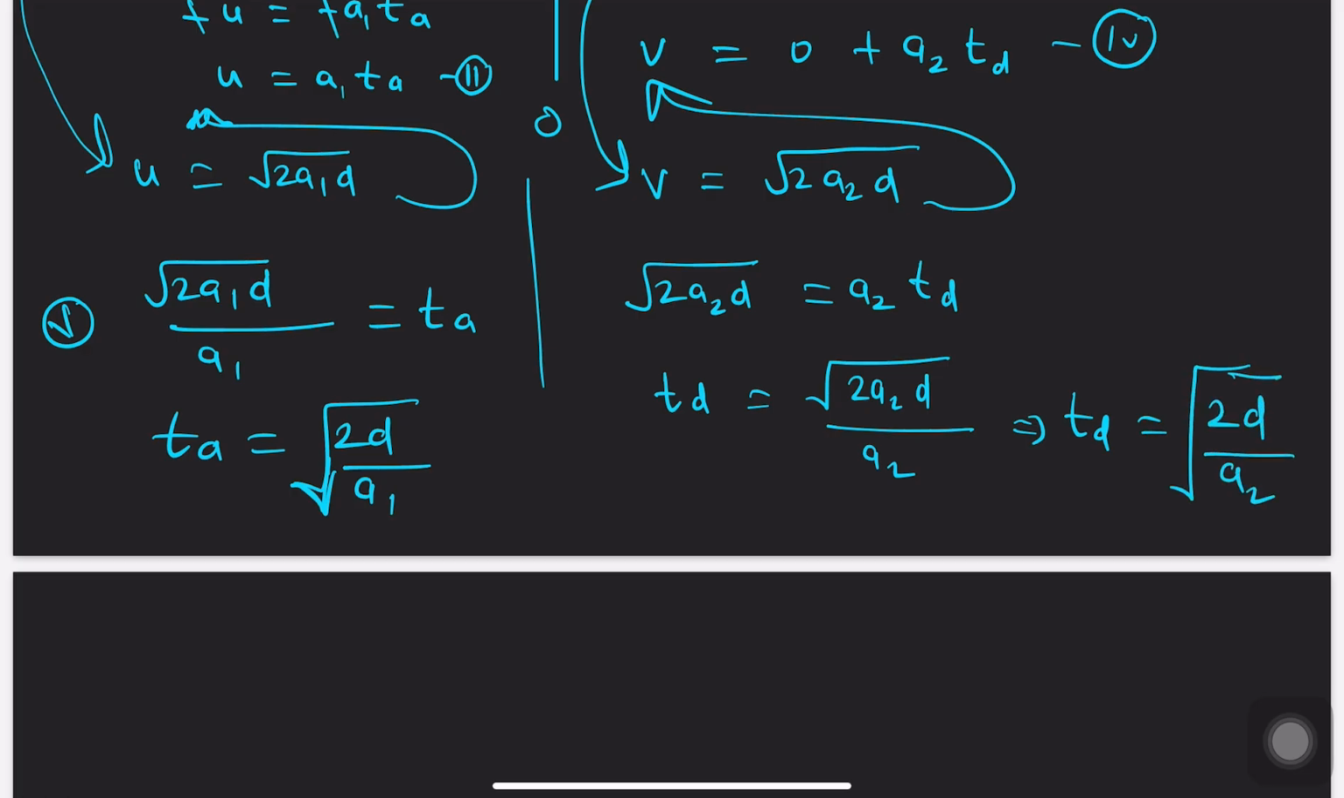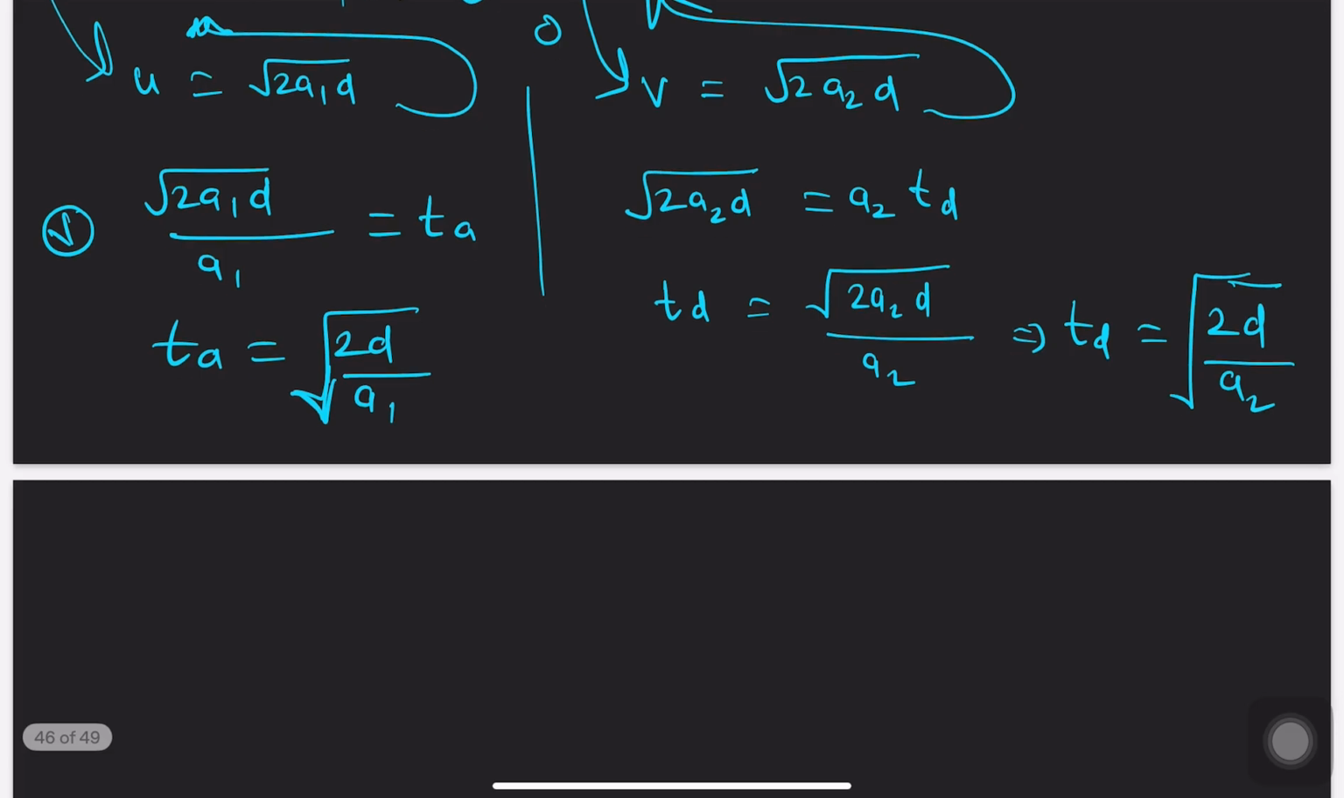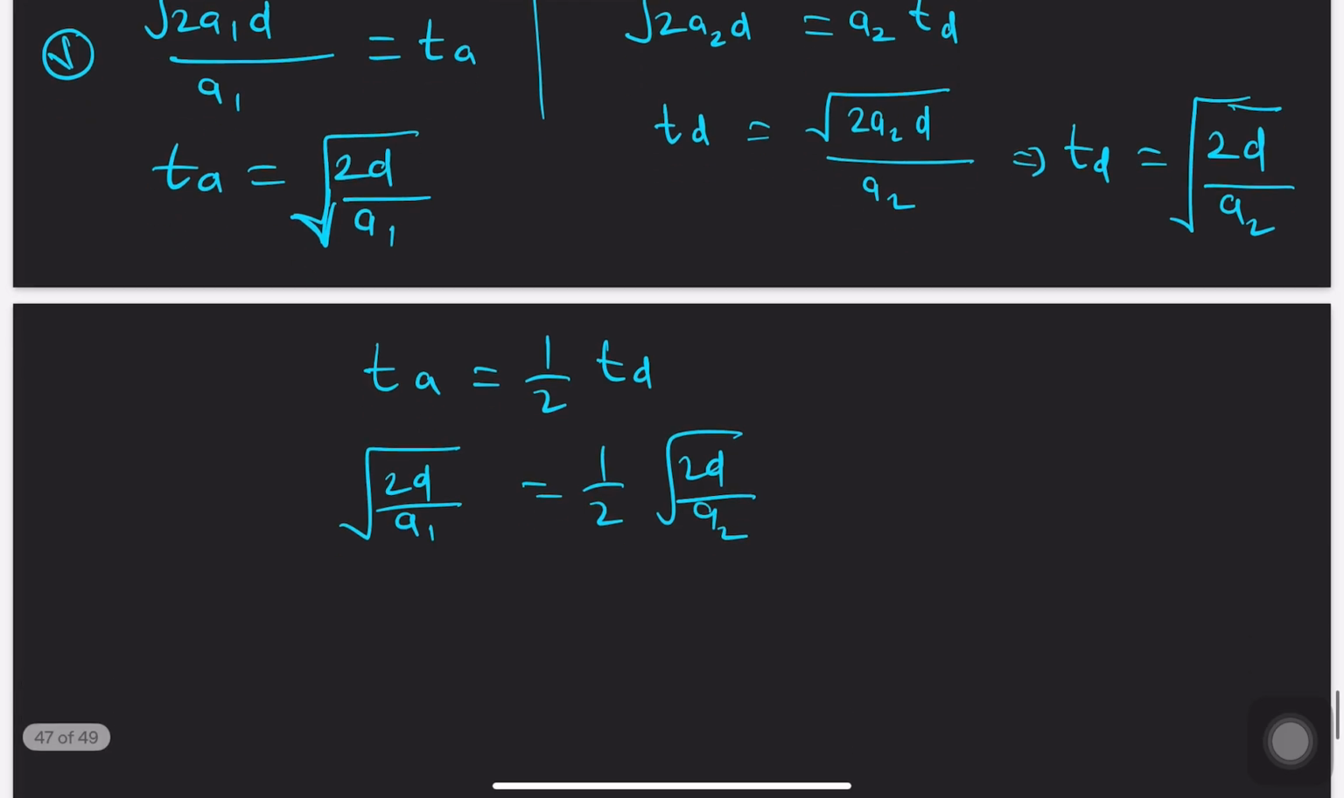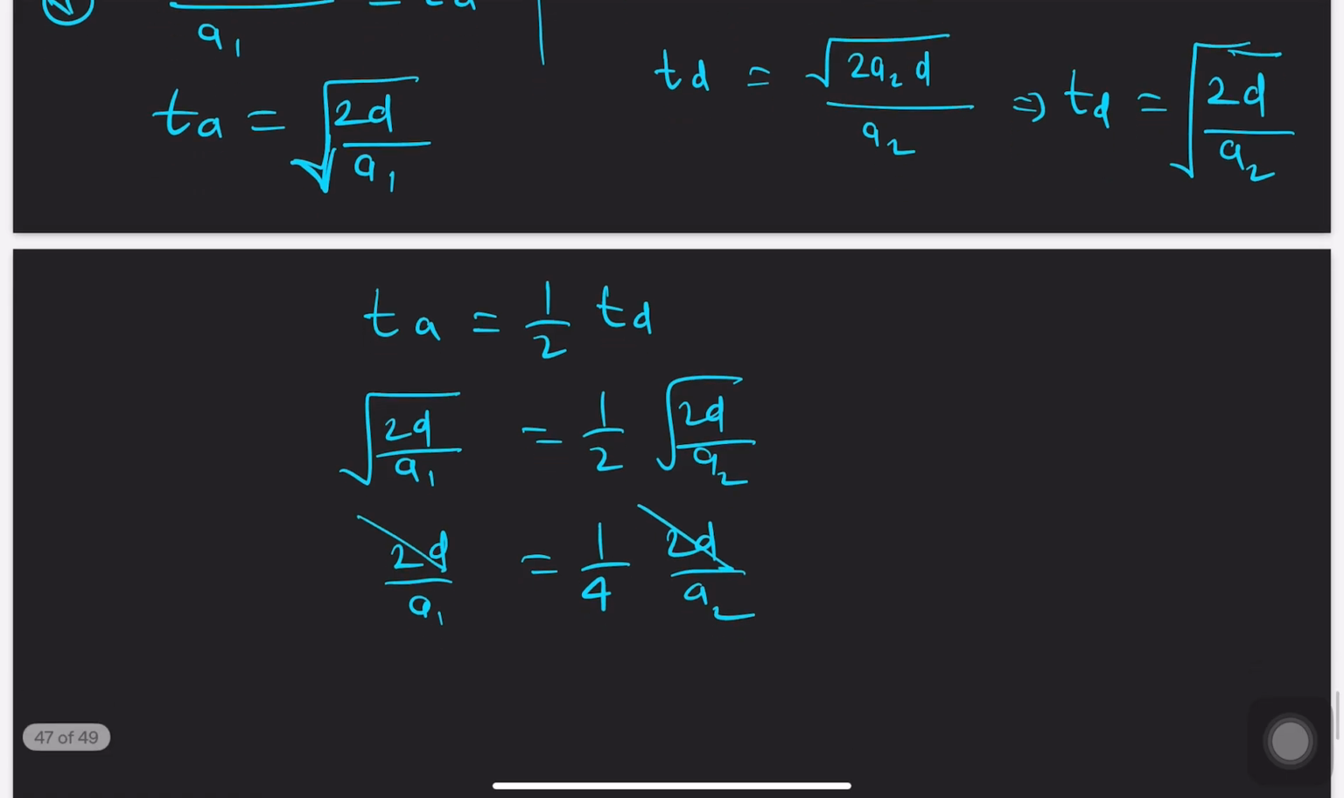Now we'll use the condition that they have given, that the time of ascent is half of the time of descent. So time of ascent, under root of 2d by a1, is equal to half of under root of 2d by a2. If you square both sides, we get 2d by a1 is equal to 1 by 4 of 2d by a2. 2d cancels. So we got a1 is equal to 4a2.